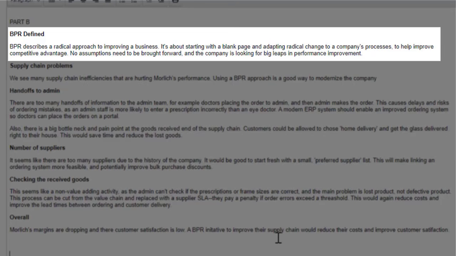BPR defined. BPR describes a radical approach to improving a business. It's about starting with a blank page and adapting radical change to a company's processes to help improve competitive advantage. No assumptions need to be brought forward, and the company is looking for big leaps in performance improvement. Guys, that's really BPR in a nutshell. And that's the technical knowledge I'm bringing into my exam right now.